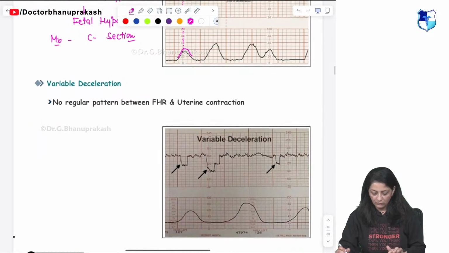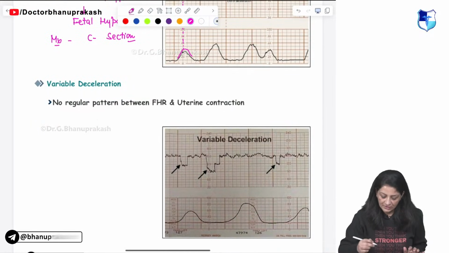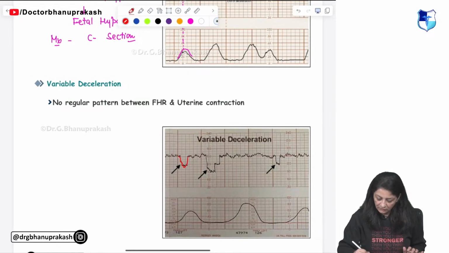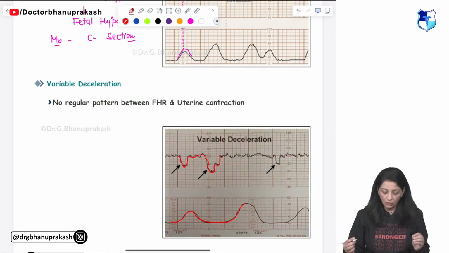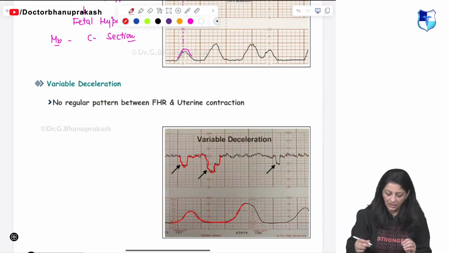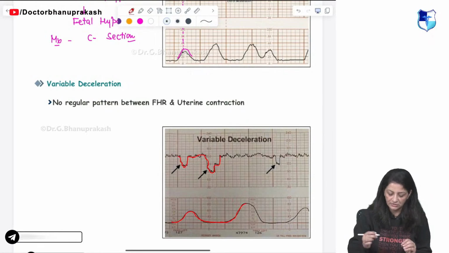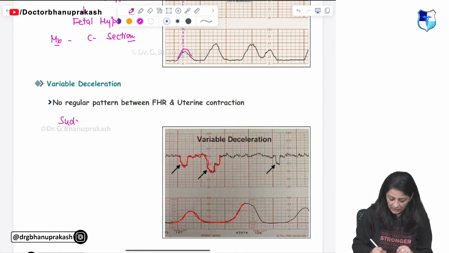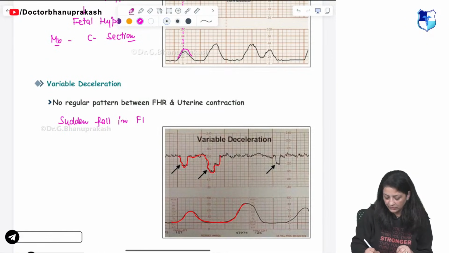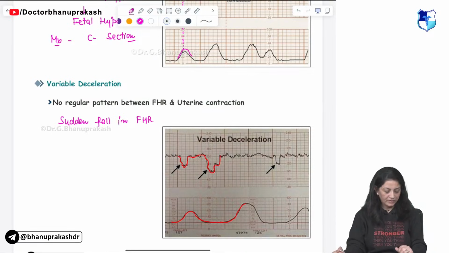Now, variable deceleration. There is no pattern between fetal heart rate and uterine contraction, meaning no regular pattern, with a sudden fall in fetal heart rate.